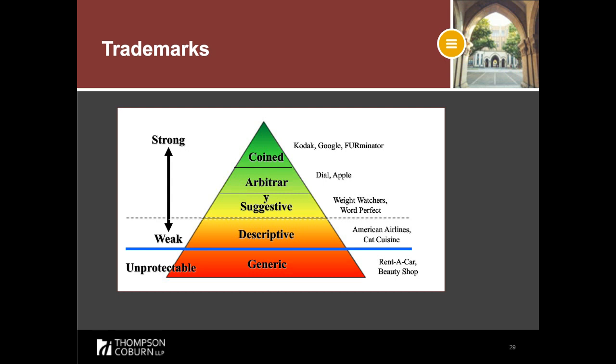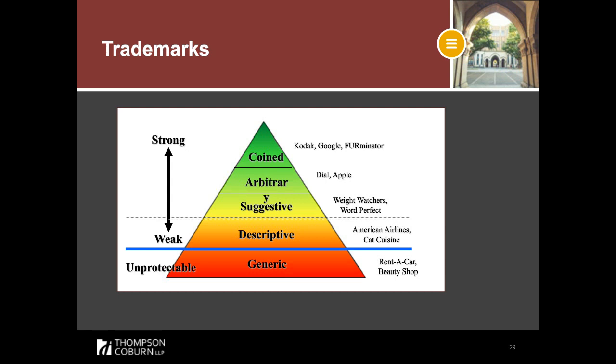And then the other types of marks are suggestive, arbitrary, and coined trademarks. Those are ones that are going to be protectable from the get-go, from the time that you adopt those marks. And they are marks where you either need to obtain additional information or use some sort of additional thought process to really understand the connection between the mark and the products or services that you offer, or they actually may have no association whatsoever. And so Apple is up there as an example of an arbitrary mark, because as applied to computers and phones, it really does not have any meaning.